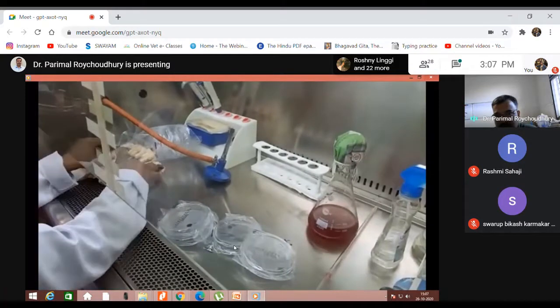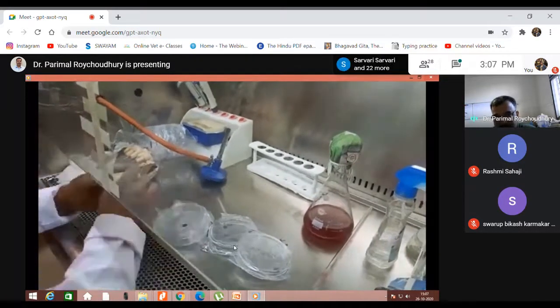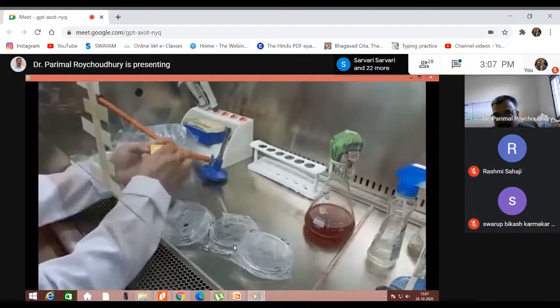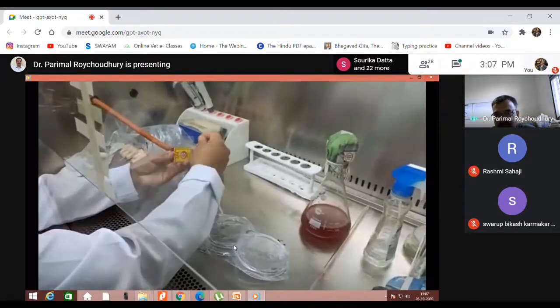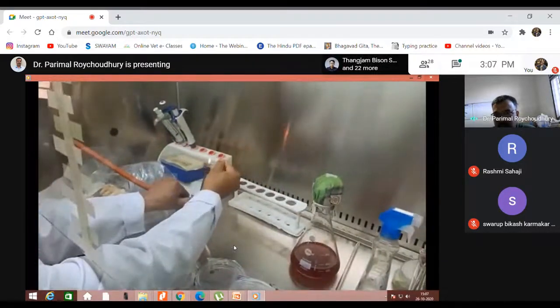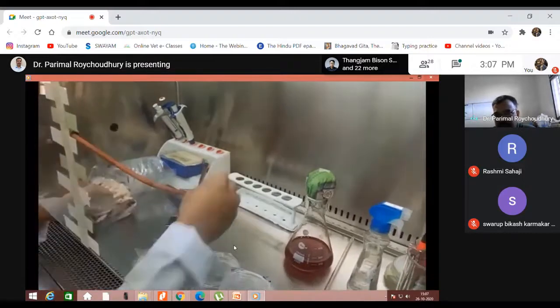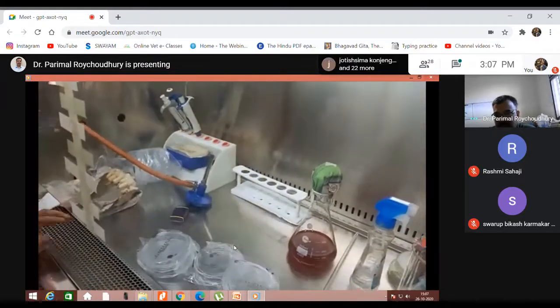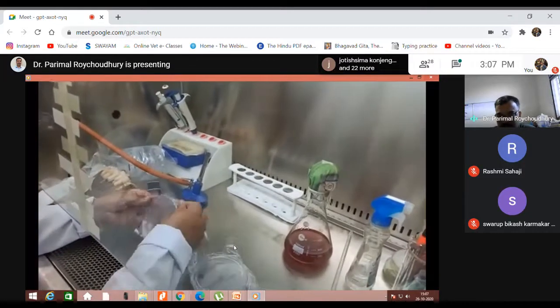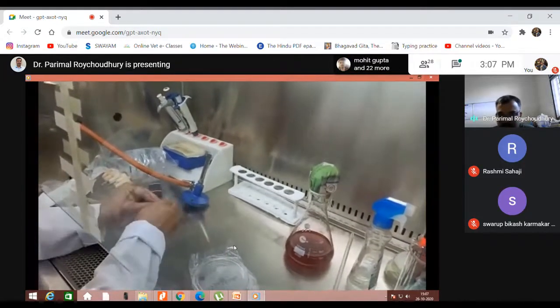If you have any question in between, you can ask. So we'll switch on the flame. Already airflow is here, but still we'll not take any risk. And this whole process, we have to do it very, very aseptically. It means no contamination, no scope of any external contamination.